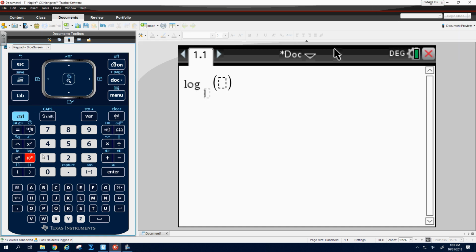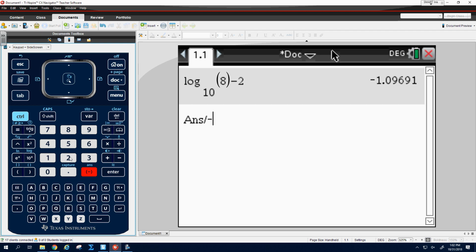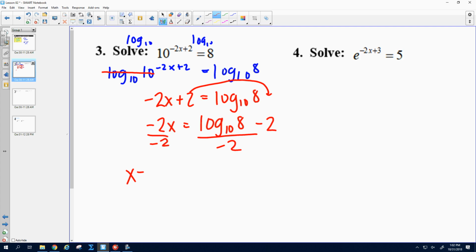So the first part, we've got log base 10 of 8. And then you need to make sure you get out of the parentheses, right? And I get out of the parentheses and I do minus 2. I probably should have done that fraction bar, but I'm just going to press enter here. That was the numerator. And now I'm going to divide by negative 2, and I get 0.548. Good.